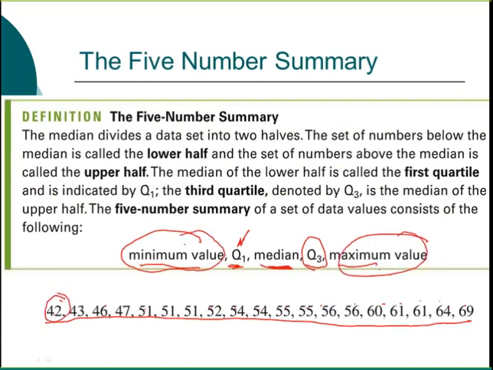Our maximum value, also a very easy concept, is 69. So there's 2 of the 5 special numbers. Now the next one that you want to look for is the middle number, the median. Just like the last problem, or 2 problems ago, I count off 1, 2, 3, 4, 5, 6, 7, 8, 9 numbers. The next one is the 10th number.